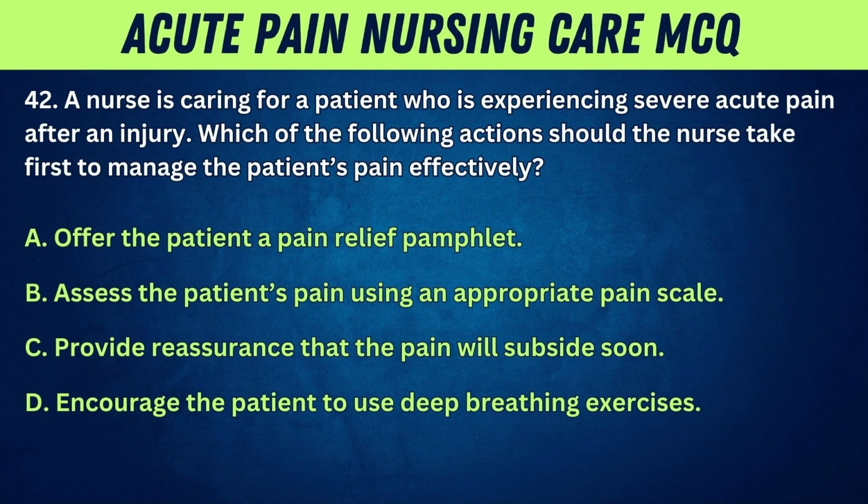42. A nurse is caring for a patient who is experiencing severe acute pain after an injury. Which of the following actions should the nurse take first to manage the patient's pain effectively? A. Offer the patient a pain relief pamphlet. B. Assess the patient's pain using an appropriate pain scale. C. Provide reassurance that the pain will subside soon. D. Encourage the patient to use deep breathing exercises.